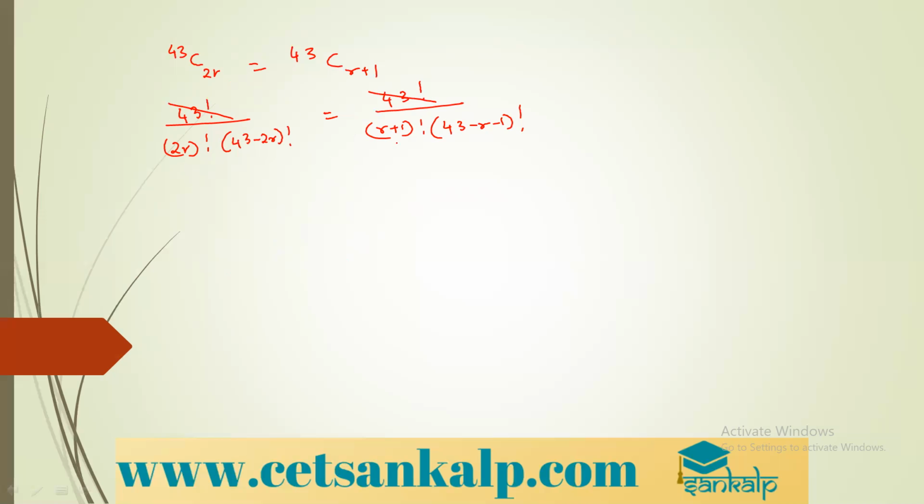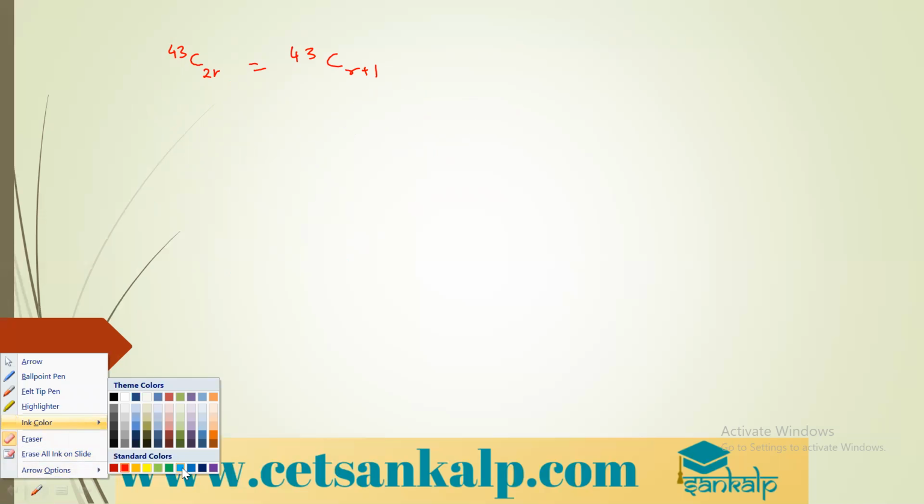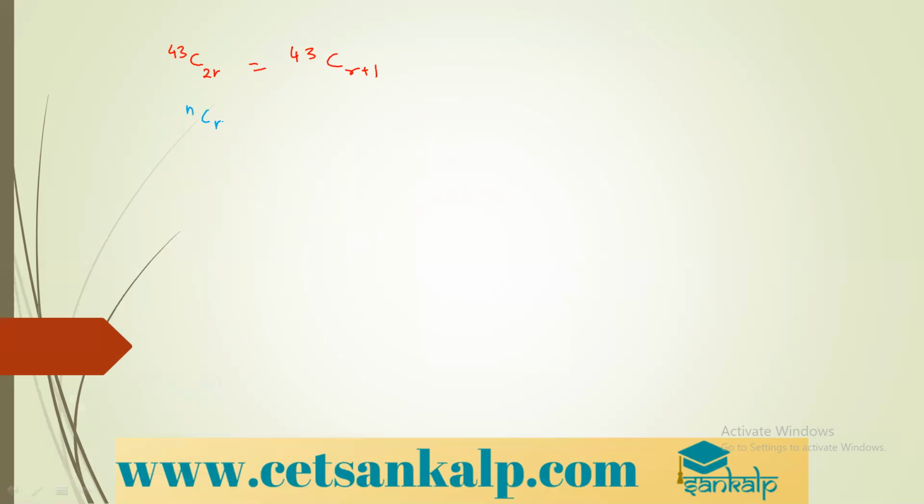After canceling 43 factorial, if you want, you can do it by the long method, like I did in the previous sum. But I will tell you an easy method, for which you have to remember one formula. I think I taught you that formula in permutations and combinations. Let me remind you. If nCr equals nCs, either r will be equal to s or r plus s will be equal to n. That formula will make the question very, very easy.